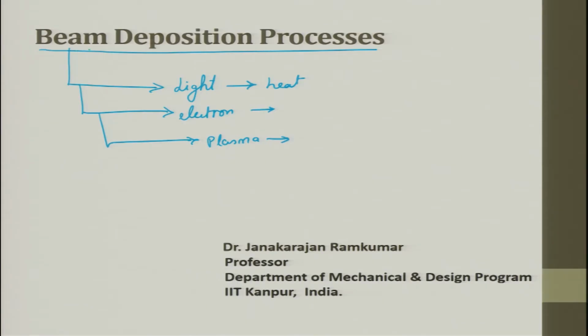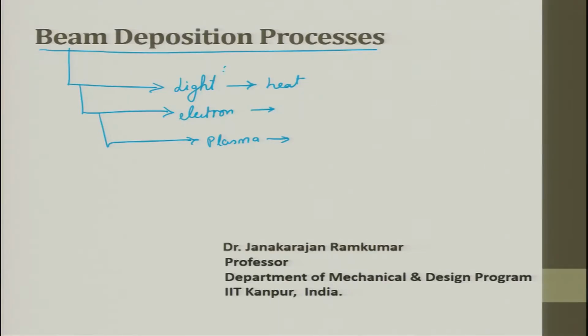This beam is used to help in depositing on the surface, through which we try to make a prototype or a rapid manufacturing part. So, the beam can be light, or I will put it as photon. You can use photon as a source, you can use electron as a source, you can use plasma as a source. Why not use ion? Ion also can be used.